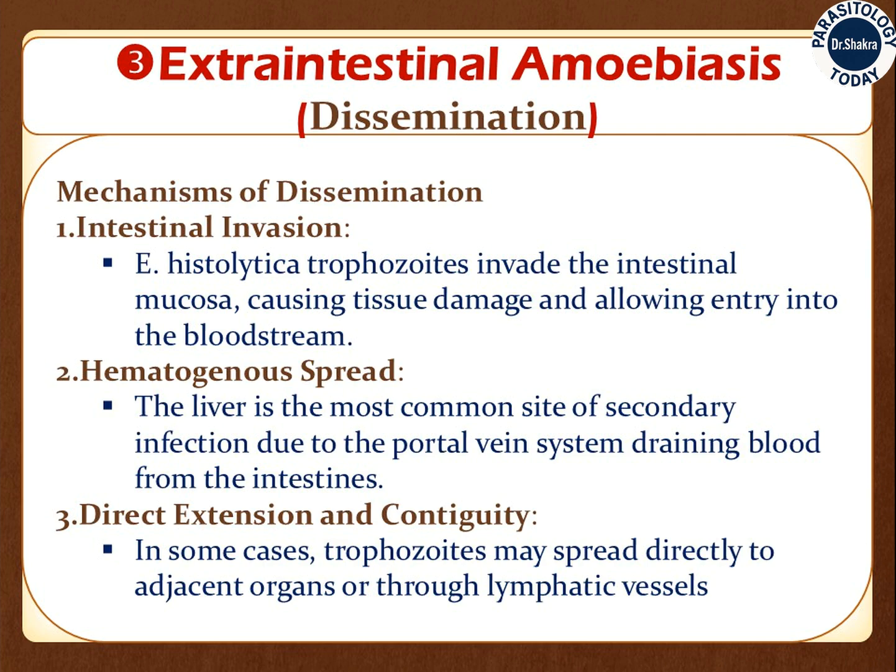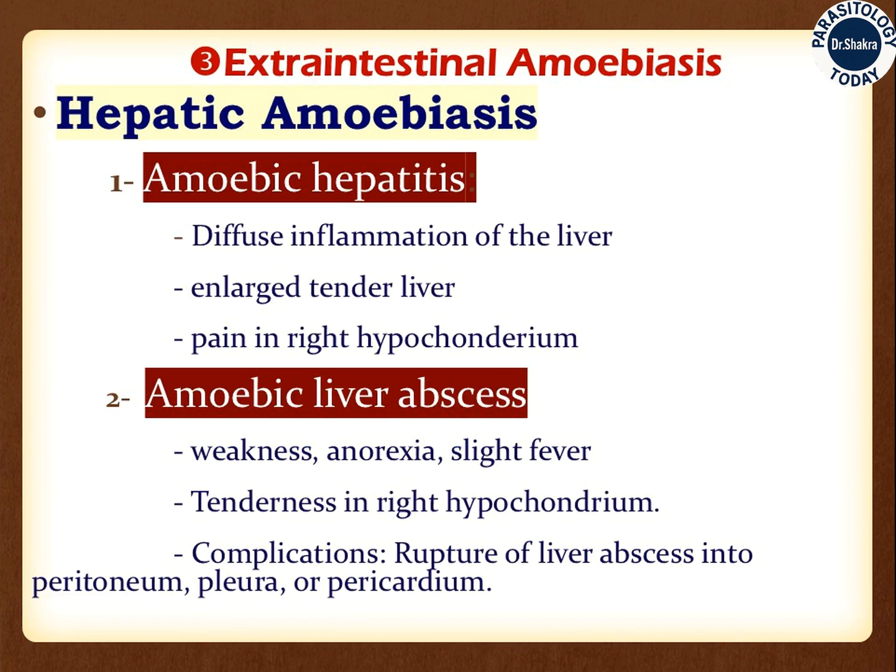Lymphatic spread. Less common. Extraintestinal amoebiasis, particularly hepatic amoebiasis, involves infections outside the intestines, with the liver being the most common site affected. 1. Amoebic hepatitis. Diffuse inflammation. This condition involves a diffuse inflammation of the liver. Symptoms. It typically presents with an enlarged and tender liver, accompanied by pain in the right hypochondrium. Amoebic liver abscess. Symptoms. Common symptoms include weakness, anorexia, and a slight fever. Tenderness in the right hypochondrium is typical.